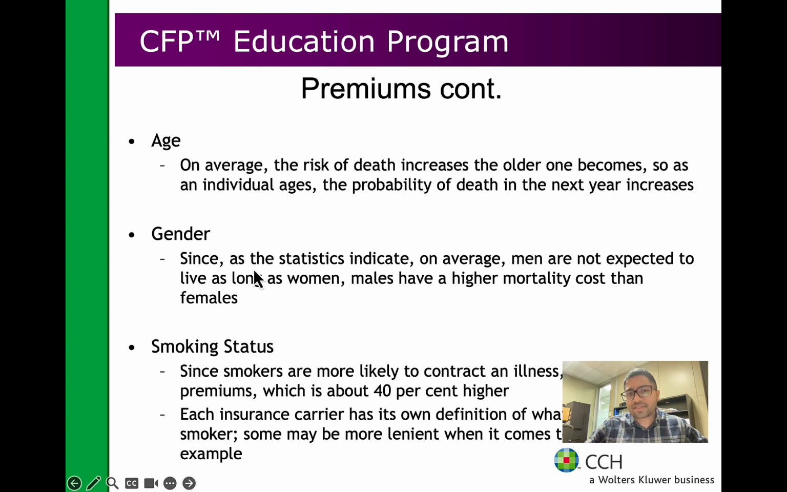Gender. Since the statistics indicate that, on average, men are not expected to live as long as women, males have a higher mortality cost than females. Smoking status. Since smokers are likely to contract an illness, they pay higher premiums. This is a key important point. Smokers have premiums which are 40% higher than non-smokers. Each insurance carrier has its own definition of what constitutes a smoker. Some may be more lenient when it comes to cigars, for example.